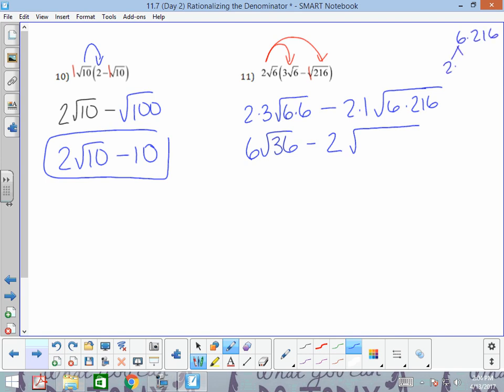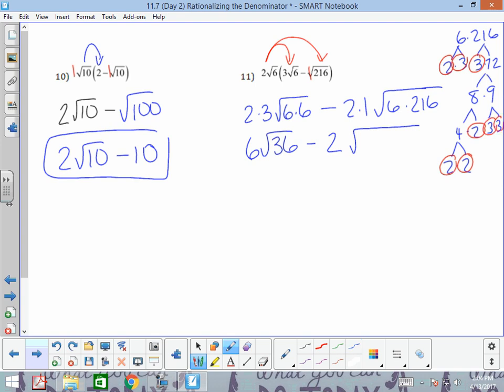So 6 is 2 times 3. 216 will divide by 2, or 3. Let's do 3, just for the fun of it. And that is 72. 3 is prime. 72, though, we'll keep going. That's 8 times 9. 8 is not prime, so 8 is 4 times 2. 2 is prime. 4 is not prime, but 2 times 2 is. And then don't forget the 9. Squeeze that in there. So that's 3 times 3.